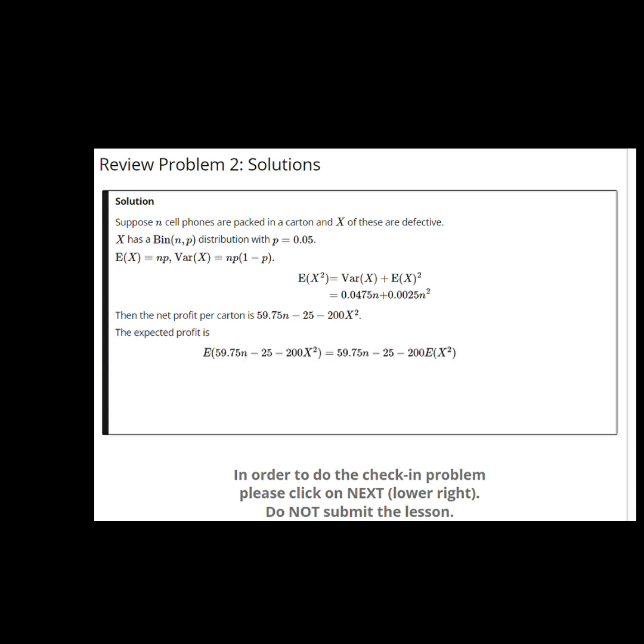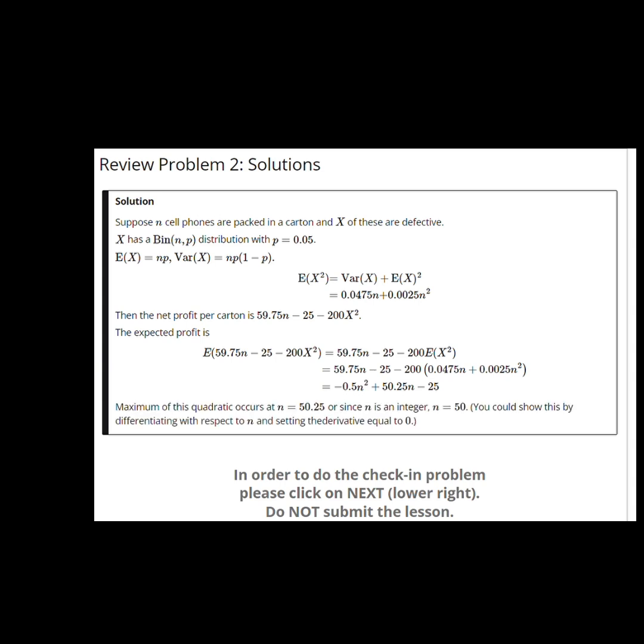So to get the expected profit, we take the expected value of this, equivalently replacing x squared by E of x squared. After a little bit of algebra, we end up with a quadratic function, minus 0.5 n squared plus 50.25 n minus 25. We want to maximize our expected profit over our choice of the value n. And it's easy to check that the maximum of this quadratic function occurs at n equals 50.25.